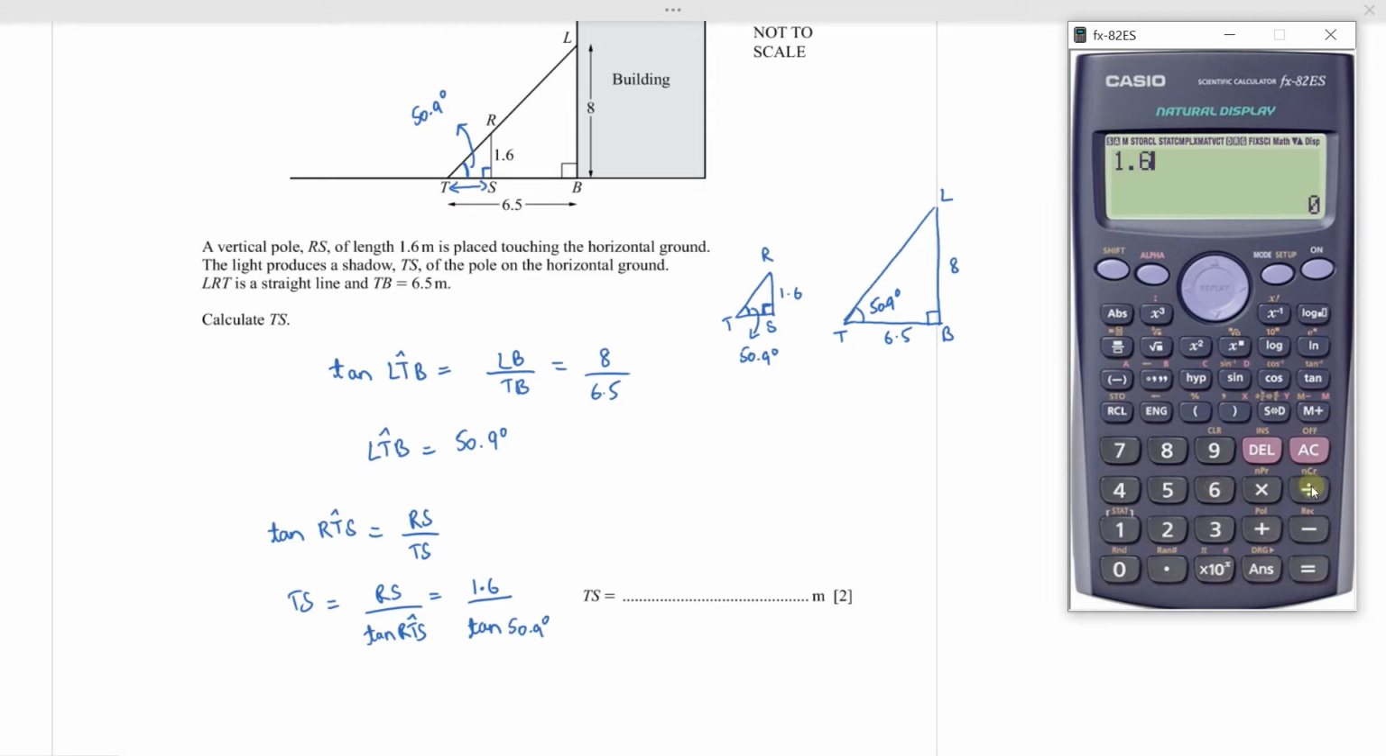So 1.6 divided by tan of 50.9. This gives you TS equals 1.3. TS equals 1.3 meters. So that's how you will calculate this length TS.